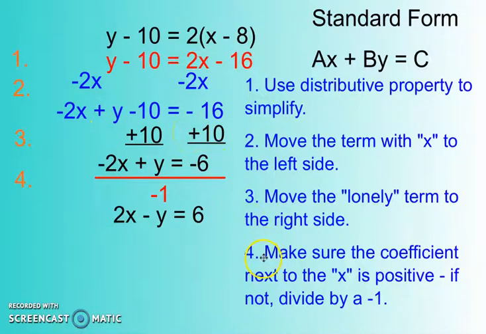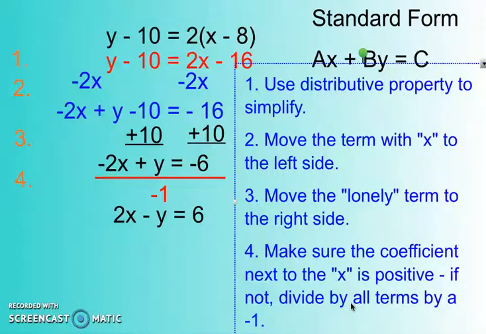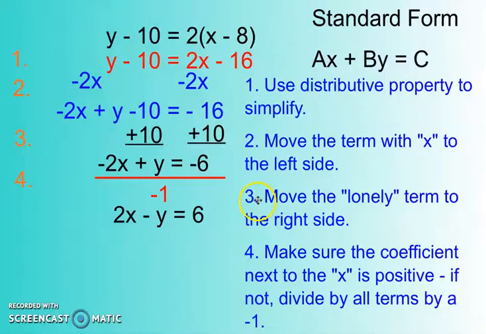And then step number 4, this is only if the coefficient next to the x is not positive, then we need to divide by a -1. So we have to make sure that this is positive. If it's not positive, then you've got to divide by -1. And we have to divide all terms by a -1. All of them. Okay? So make sure that is what you're doing to get it into standard form.